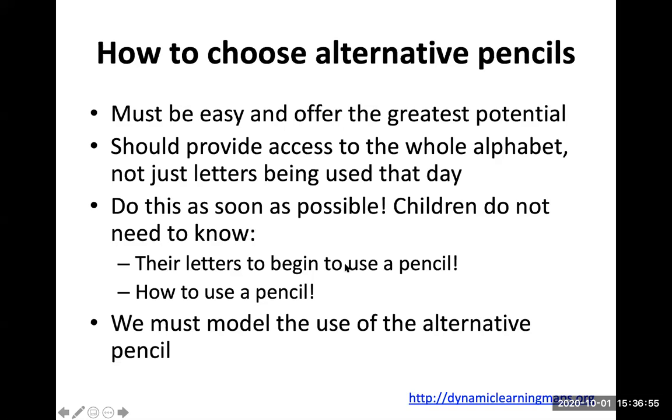And how do you choose the right alternative pencil? Where do you start? Well, the use of that alternative pencil needs to be easy and offer the greatest potential possible. And you might need to go through a few alternative pencils to find the right one. Whatever the alternative pencil is, you also want to make sure that the child has access to the entire alphabet. So if they are learning to type on a keyboard, they need to have all those letters available to them. We never want to focus on 3 letters and put tape on the rest of them so that they can only practice typing those 3 letters. We need to give them all the letters because this is how we learn how to write.